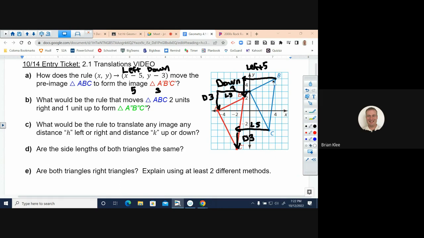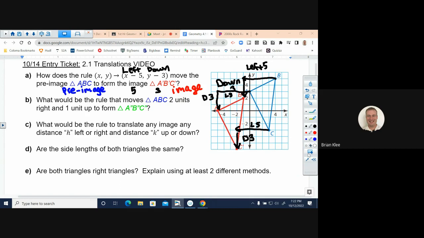So the rule is telling us how to get from the pre-image to the image. The image we're starting with, triangle ABC, is the pre-image. And the triangle with the apostrophes, triangle A prime, B prime, C prime, is what we call the image. And the rule that tells us how to translate one onto the other is x minus 5, which means left 5, and y minus 3, which means down 3.